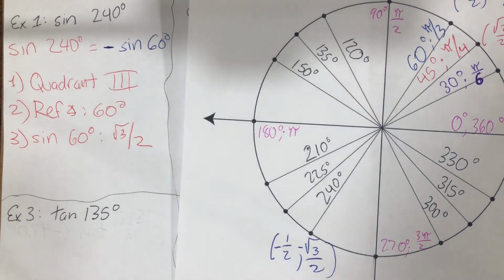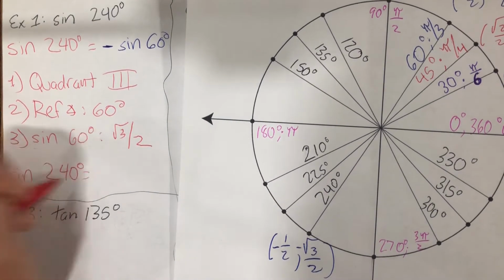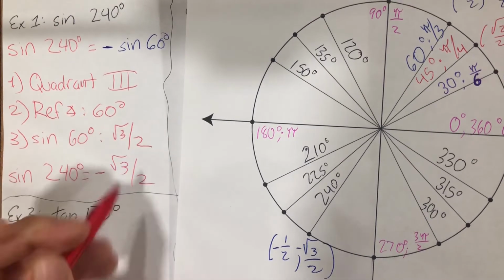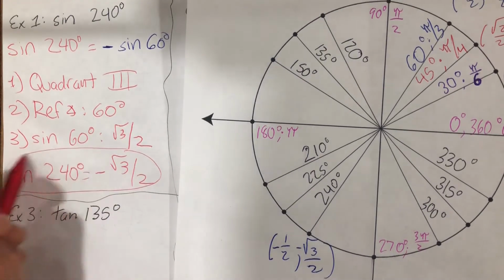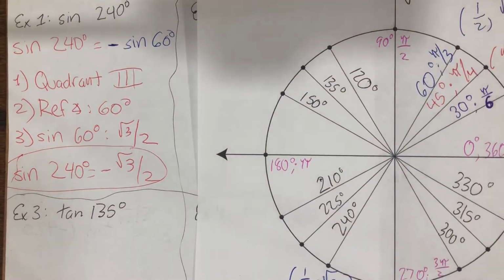So if I were to evaluate sine of 60, I get root 3 over 2, but I have a negative in the front. So for my final answer, sine of 240 equals negative root 3 over 2. So that would be my final answer. Okay? So that's what we're doing when we're evaluating a trig function of theta.